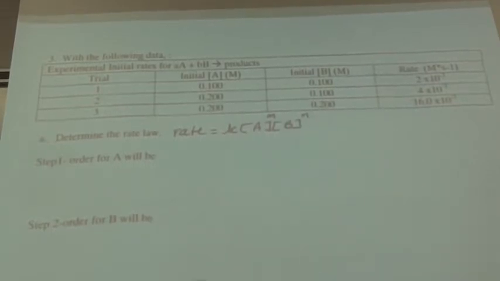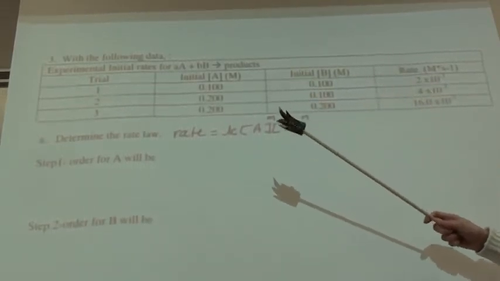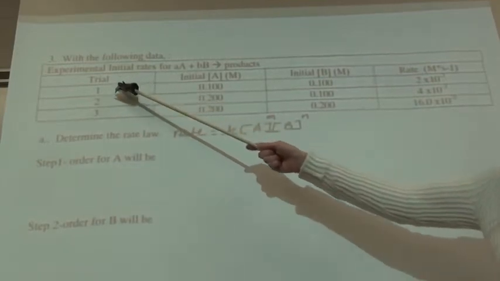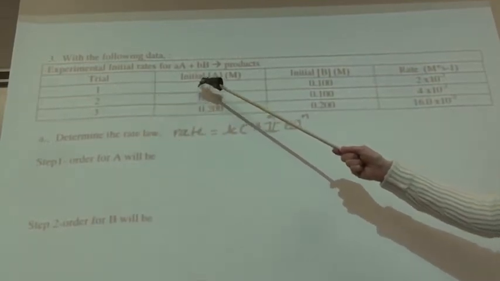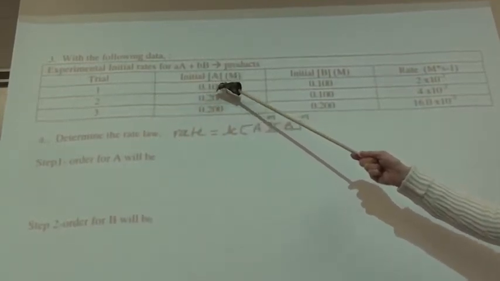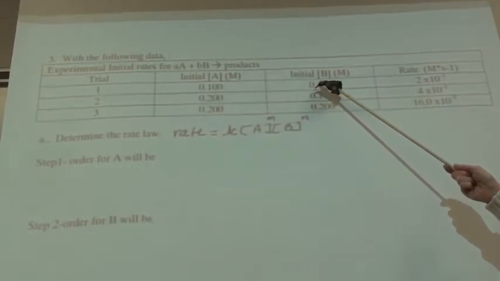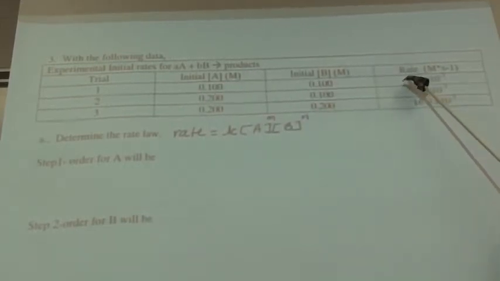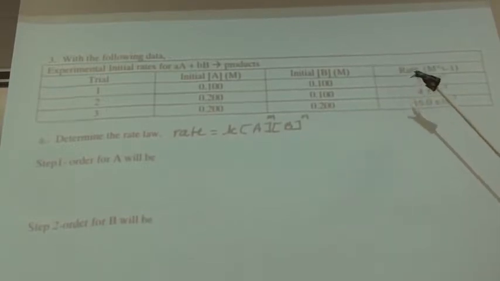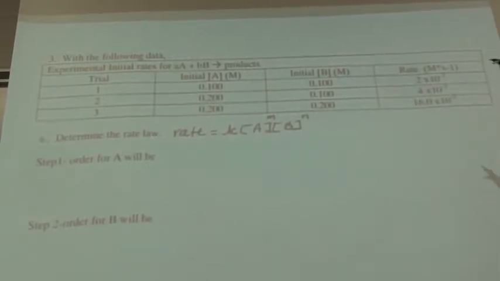Got it? And so this is what the experimenter did. The first time, he took 0.1 molar A, 0.1 molar B, mixed them together, and saw that the rate was 2 times 10 to the negative 3 molarity times seconds to the negative 1. Molarity per second. Got it? That's how fast it was going.